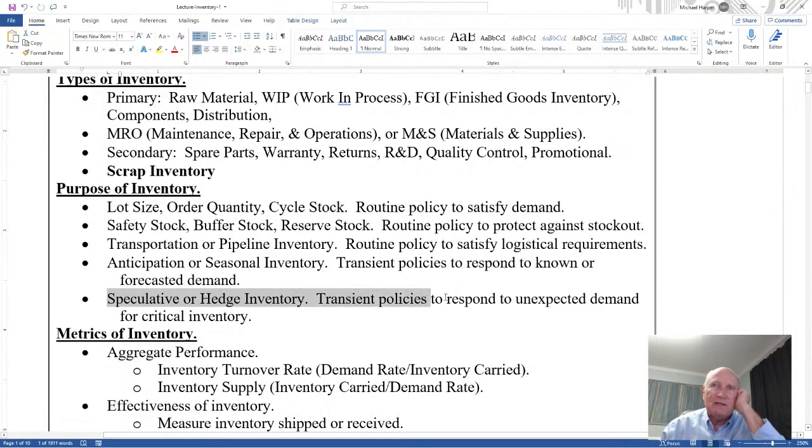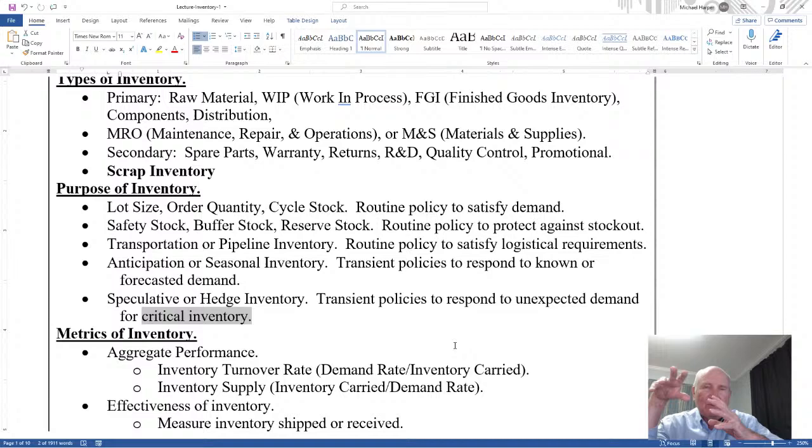The other is speculative or hedge inventories. These are transient policies to respond to unexpected demand for critical inventory. Again, a good example of that is the health industry. You can speculate you might need something, or you can hedge inventory to hedge against running out of critical inventory. Because if you run out, all of a sudden the consequence would be death. And so you're going to hedge against that to almost minimize that probability to almost zero.